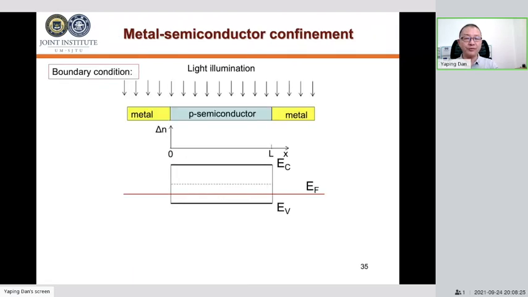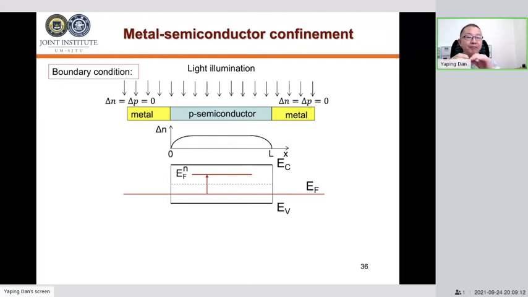Okay, now with this knowledge, let's look at photoconductors. A photoconductor, like I said, is a semiconductor in contact with two metal electrodes, and we assume the semiconductor-metal contacts are ohmic, so it is a purely conductive device. Now under light illumination, you create excess carriers in the semiconductor, but inside the metal there are no excess carriers.